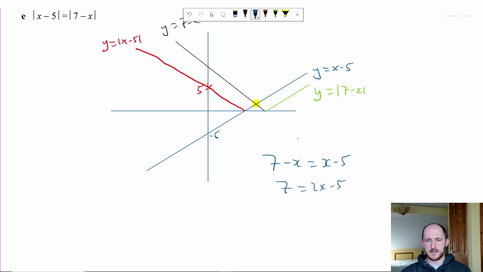Add 5 to both sides, we get 12. And again, x equals 6. And this does make sense because it's on the positive x-axis.